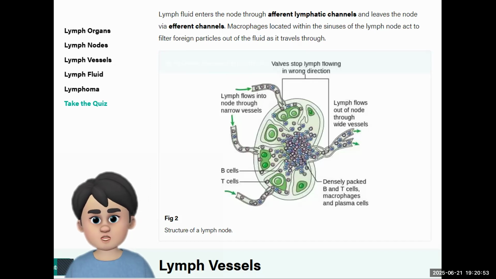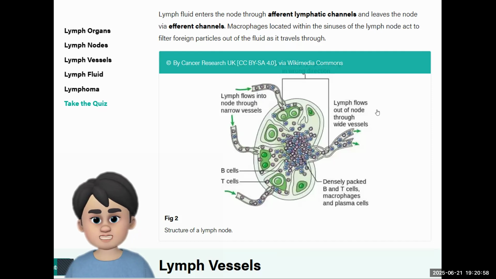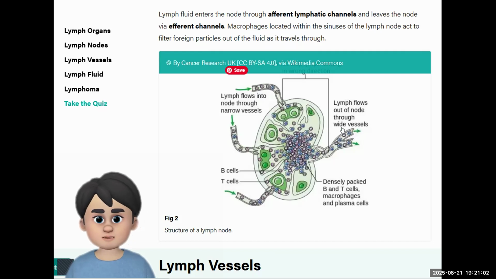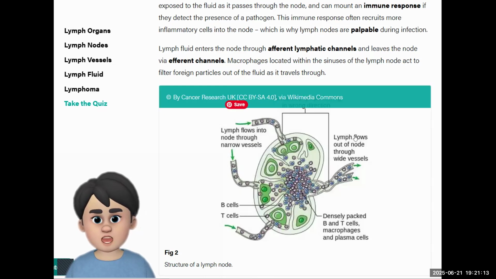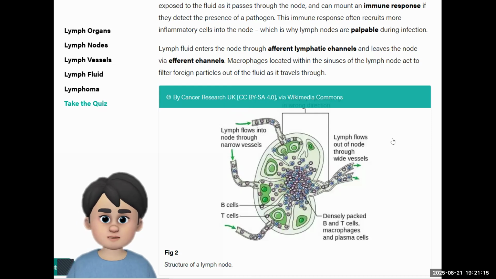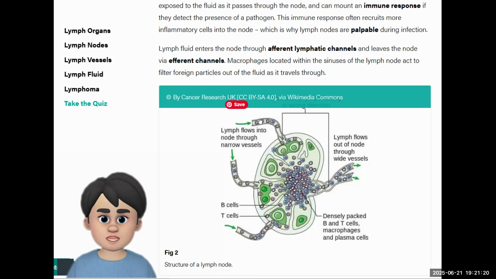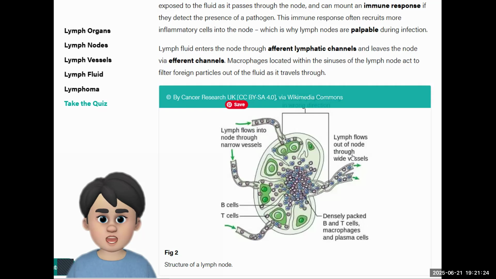So now you can see here you get B cells, T cells. Lymph flows out of the node through wider vessels. Lymph flows into more narrow ones. So more lymph enters this one, the afferent. So this is efferent, no? Lymph comes in afferent, A. Leaves efferent. So you can see here they have a small cross section area when they are leaving, and a large cross section area when entering.